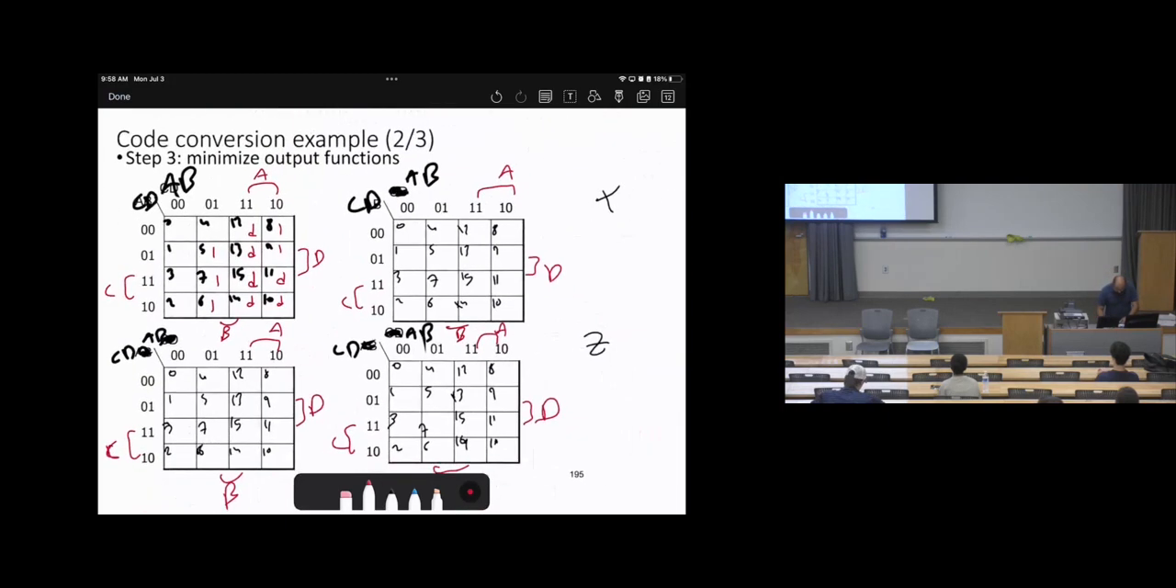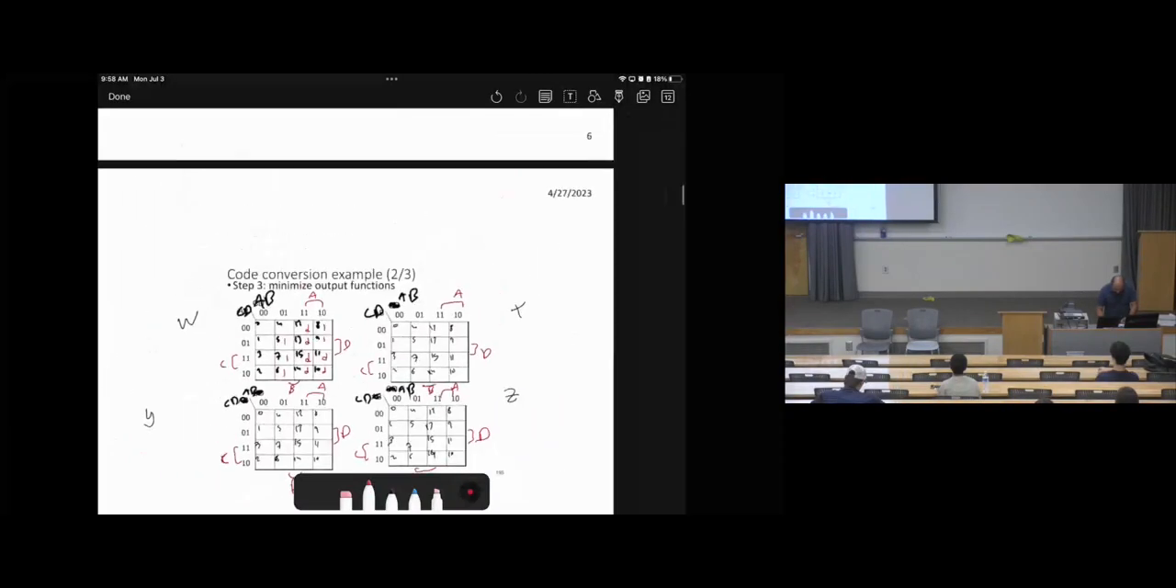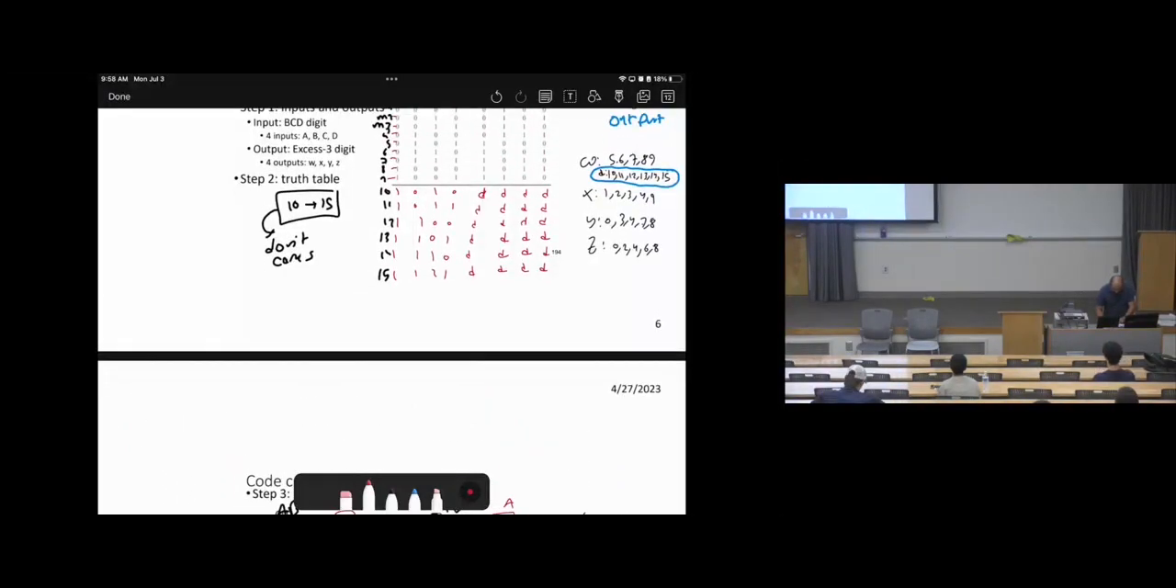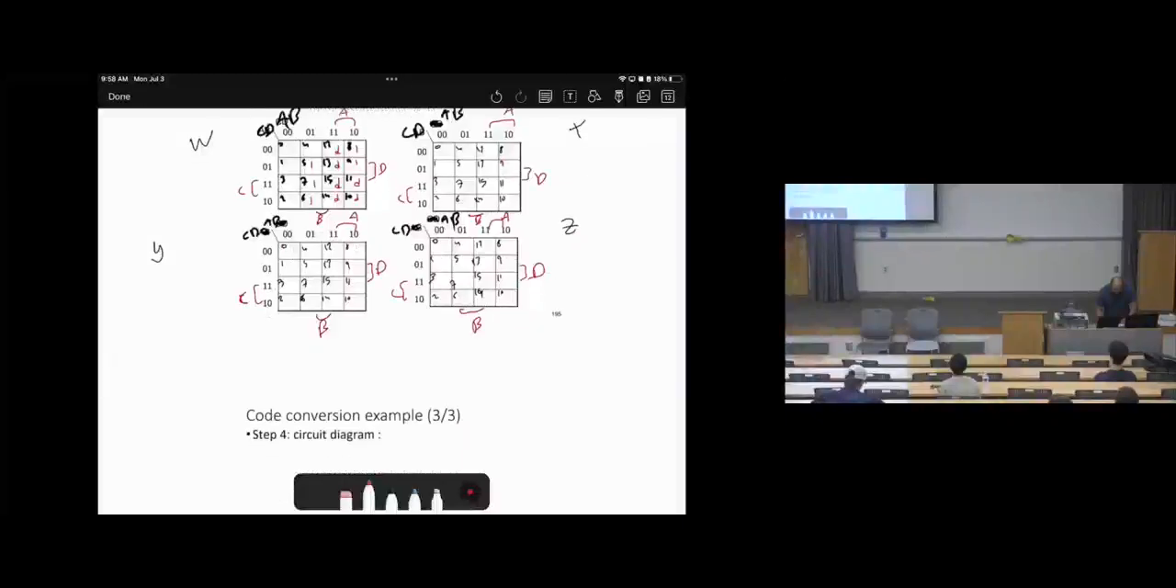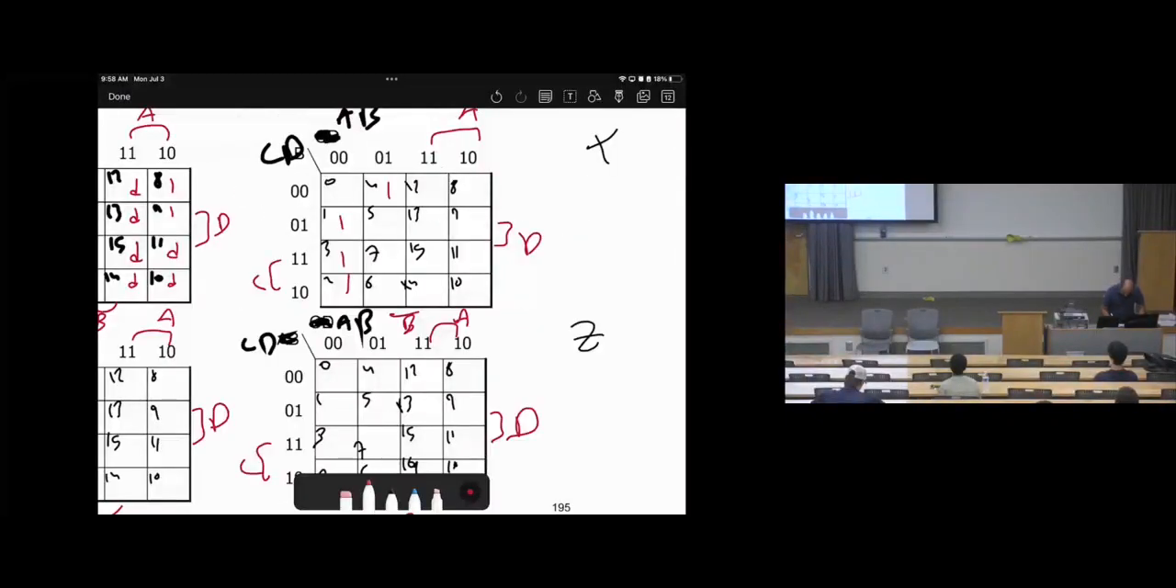Let's look at variable X. Let's put the ones, then we will make simplification: 1, 2, 3, 4, 9. Then from 10 to 15, don't cares: 10, 11, 12, 13, 14, 15.